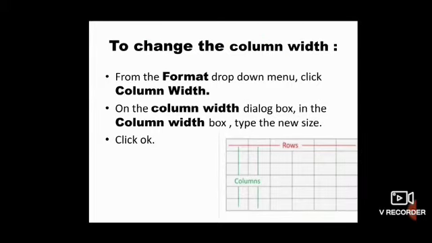Then the next is to change the column width. Now how to change the column width? From the Format drop down menu, click Column Width. Then on the Column Width dialog box, in the Column Width box, type the new size. Okay, you can type any size for the column width there also. And then you need to click on OK.